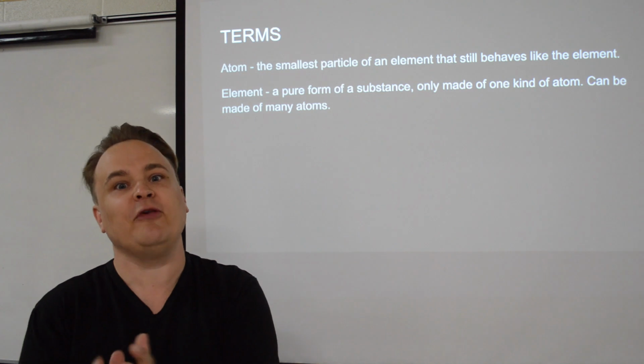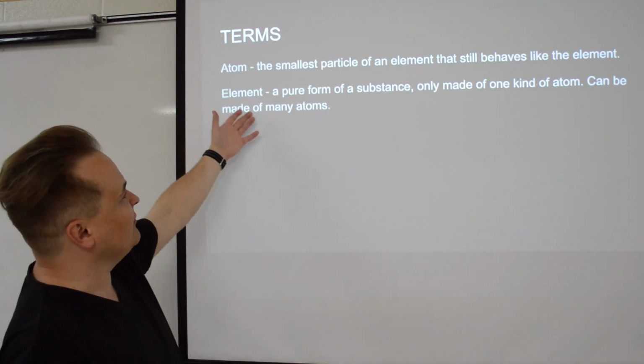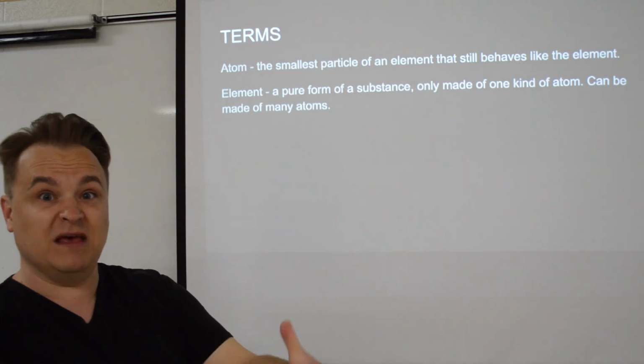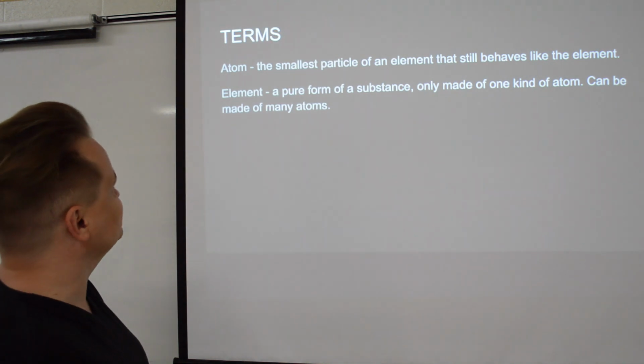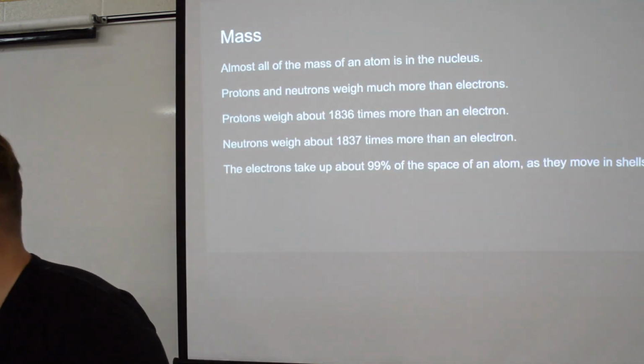You heat them and you melt them and you make them pure. But if you get a pure chunk of it, you would have an element, a pure form of a substance, only made out of one kind of atom, but it could be millions of atoms, right? Depending on how big it is, it can be made of many atoms. All right, let's move on.